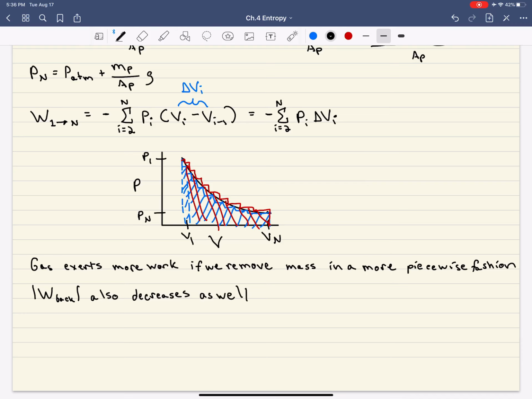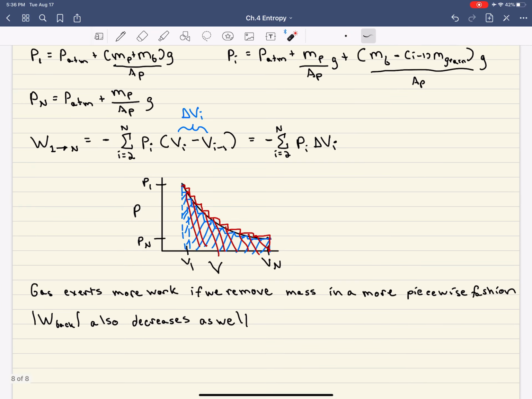Okay, so I hope the idea that if you start removing only a little bit of mass at a time, it allows you to extract more work from your system, is becoming clear. And to tie this back to the mathematics we were doing before, I showed that the work in this case follows this summation-like equation where you have pressure P_i and then you have delta V_i as well.